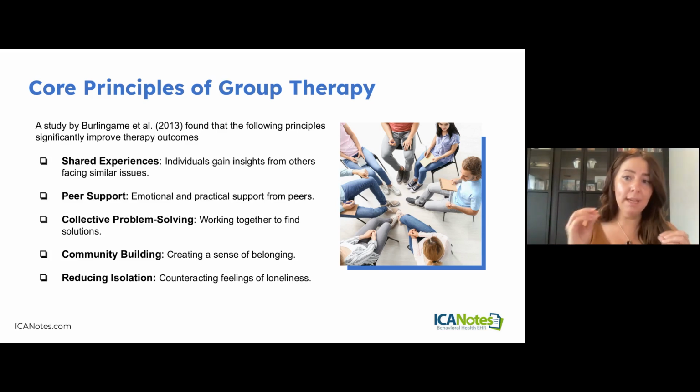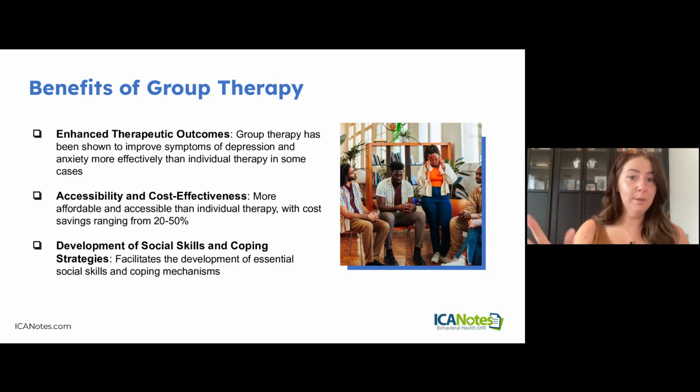And then also you want to pay attention to that removal of isolation. That is a really important part of group therapy. You're going to want to see that in people who are generally isolated. So for example, through depression, anxiety, grief, those communities are incredibly isolated by nature of that lived experience. And so you want to be able to pull them together and help them work through these issues. There are so many benefits to individuals as well as the therapist in group therapy. So for the therapist, for our purposes, we have enhanced therapeutic outcomes.